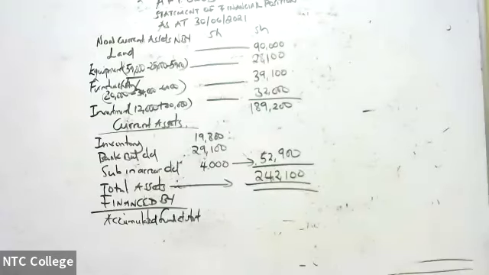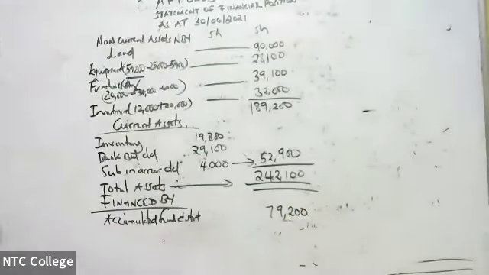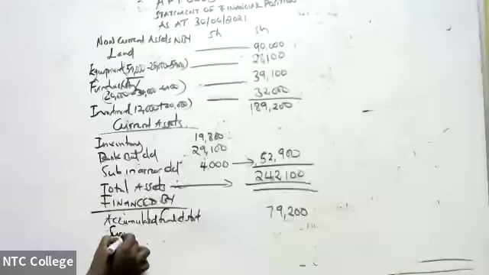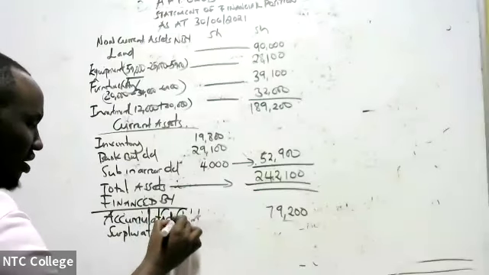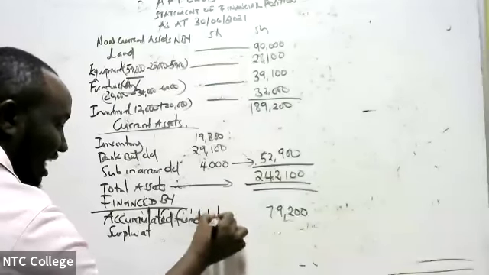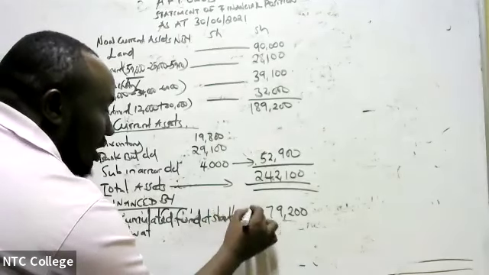Mercy na Joseph, tulipata ngapi wakati tunafanya accumulated fund at start? What is the figure? 79,200. Then you have the next, which is surplus. Accumulated fund at start. That is capital at the beginning. Remember, we were not provided with capital, so there's a summary to put up your capital at start. This is capital at start.